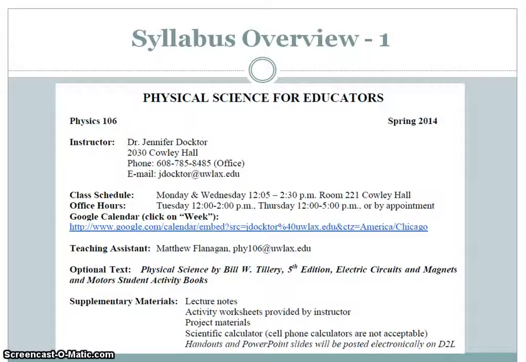Now a little bit more about the class. Physics 106 is an introductory physics class. So the main objective of the class is for you to learn about physical science content and how to engage in scientific practices such as planning and carrying out investigations.